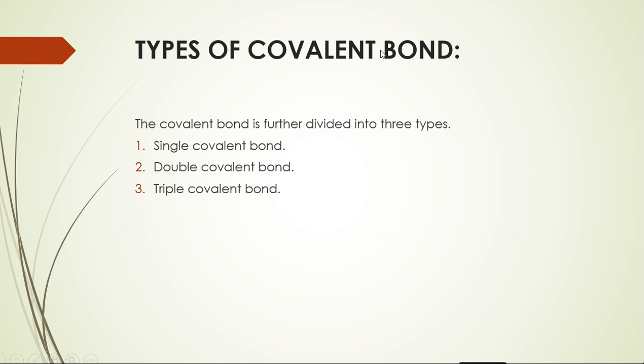Types of covalent bond. The covalent bond is further divided into three types: single covalent bond, double covalent bond and triple covalent bond. This division is on the basis of the number of electrons shared from each side to form a molecule or a compound.